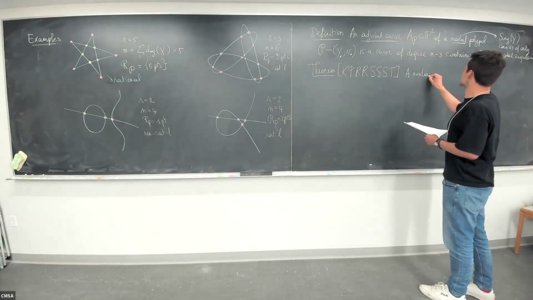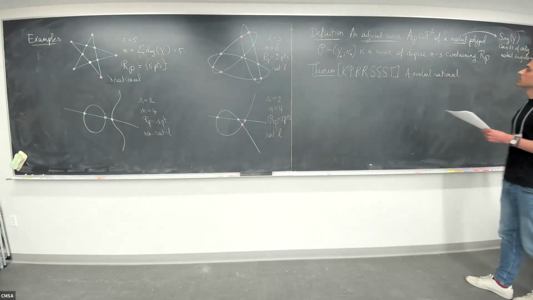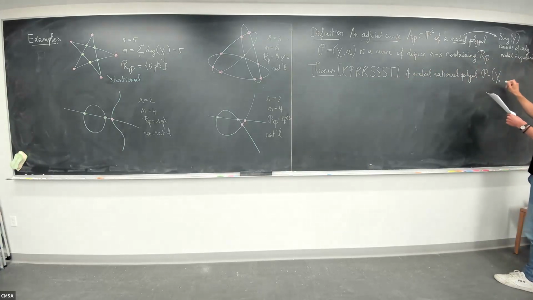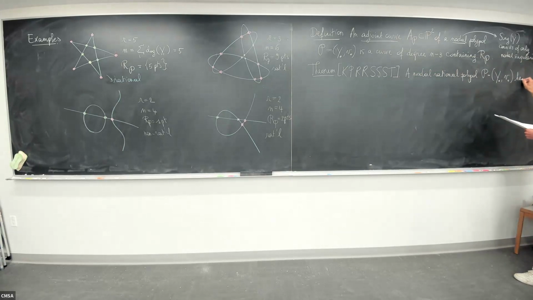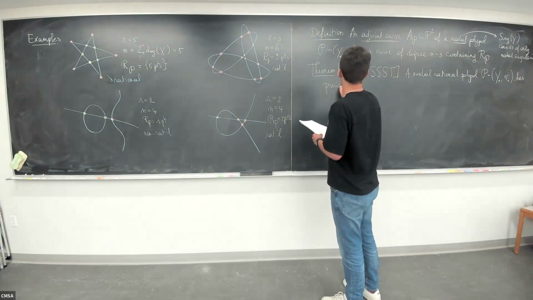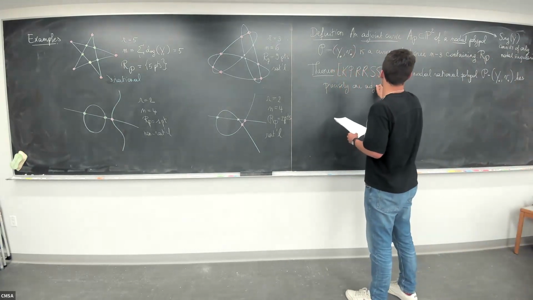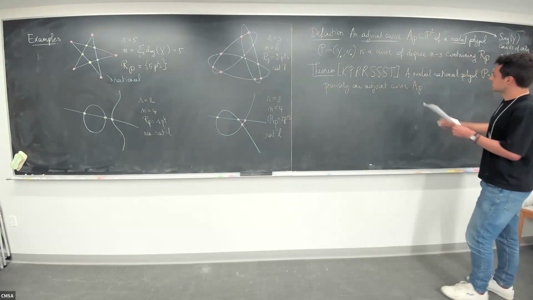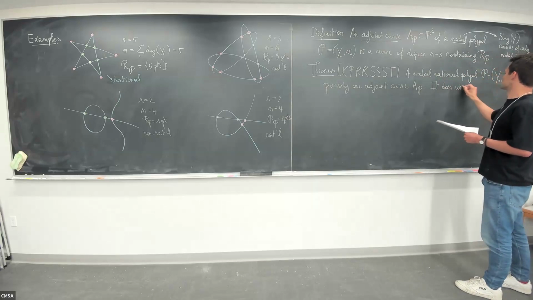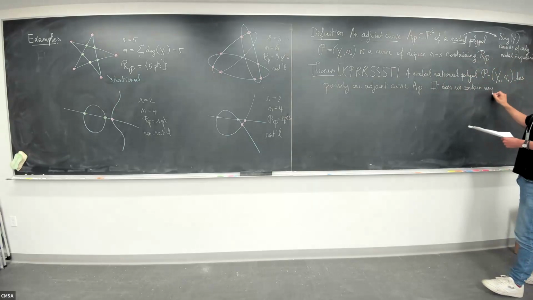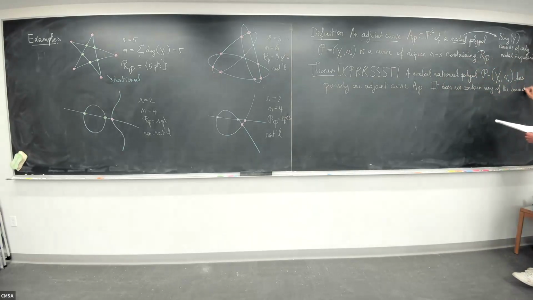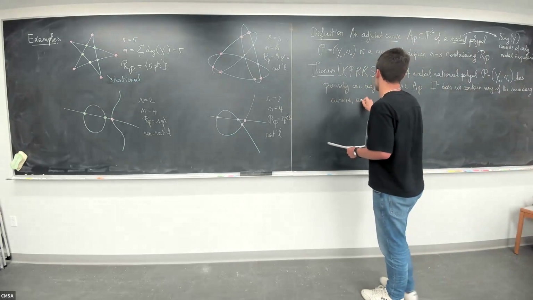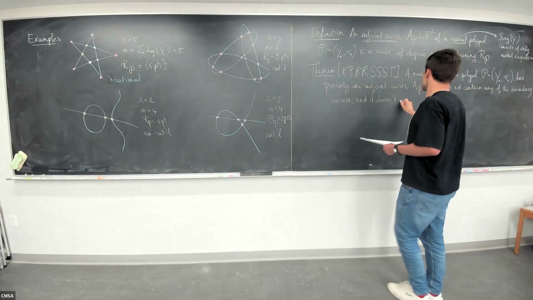Okay, so a nodal rational polypol, so all boundary curves are rational and all singularities are nodes, has precisely one adjoint curve, a unique adjoint curve. It does not contain any of the boundary curves, and again, it doesn't pass through any of the vertices.